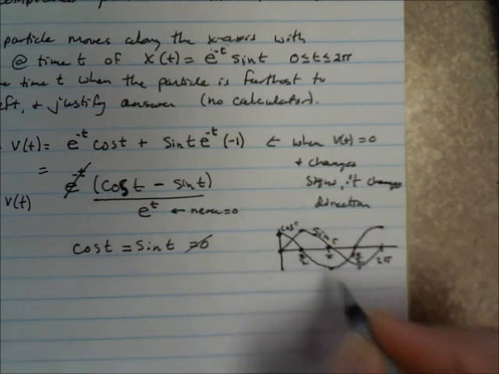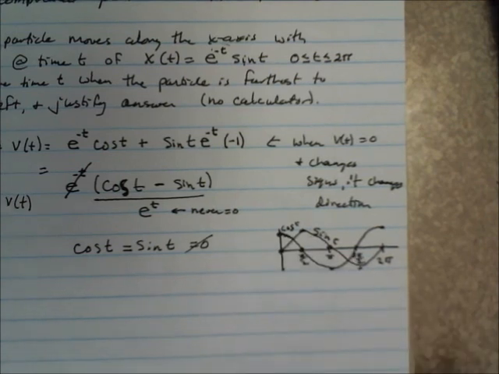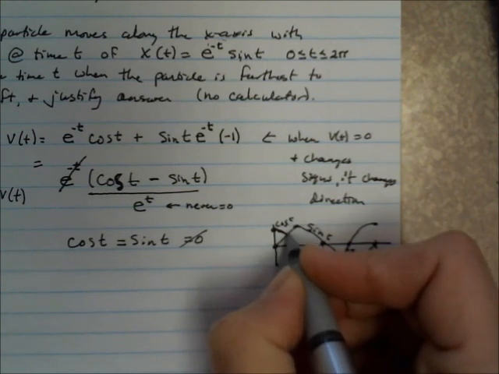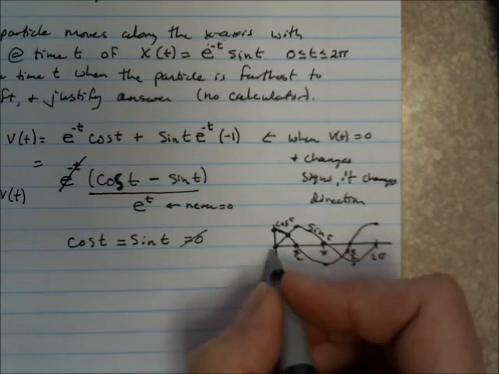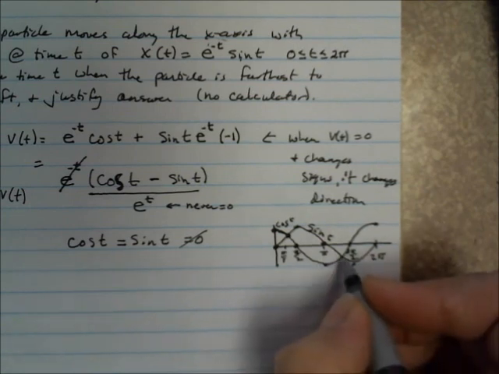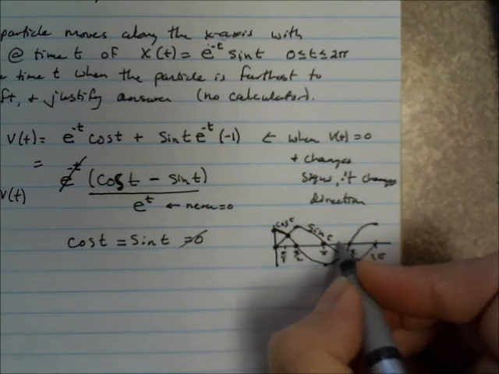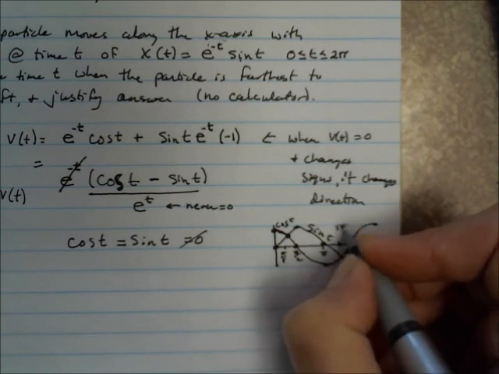Cosine of t is on the top, starts up here, and then the sine of t comes around here. Where are they equal to each other? They're equal to each other where they intersect. And when they intersect, it's exactly halfway between 0 and pi over 2, which is pi over 4, or 45 degrees. And they also intersect right here, halfway between pi and 3 pi over 2. That's actually 225 degrees, which is 5 pi over 4.